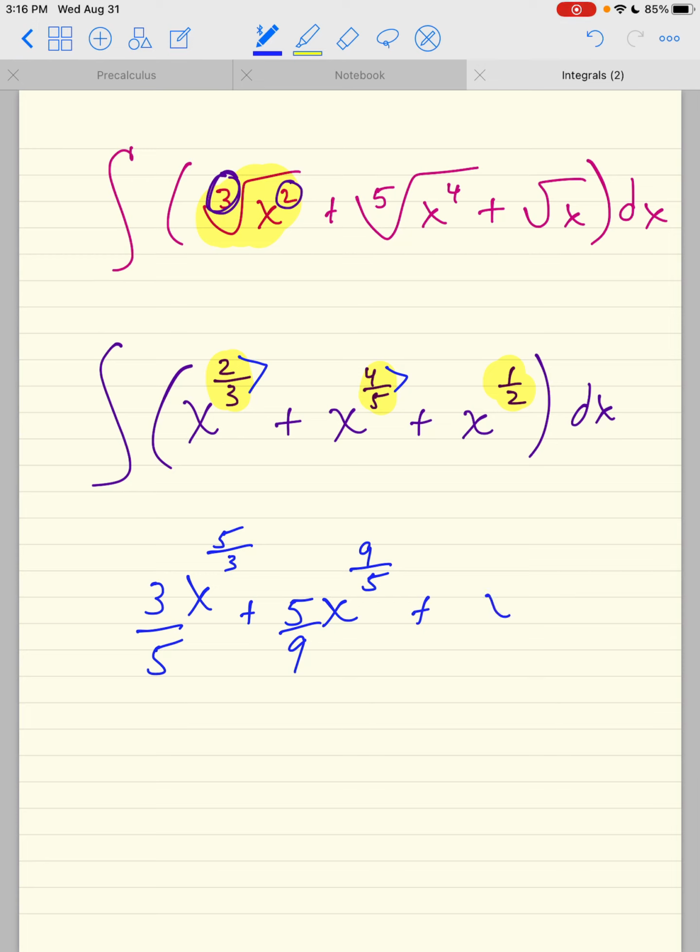To add 1 to an exponent, you can actually just add the numerator and denominator together over the denominator. So divide by 3/2 means multiply by 2/3. And don't forget your plus c.